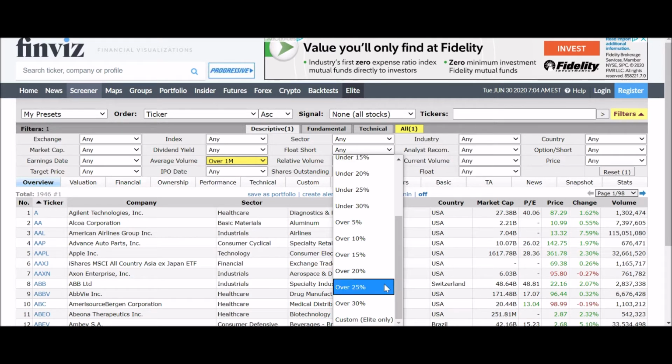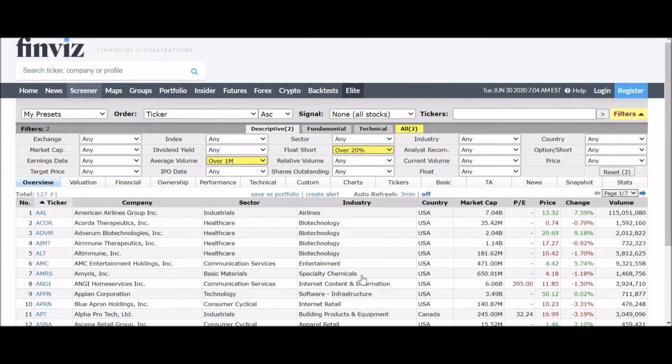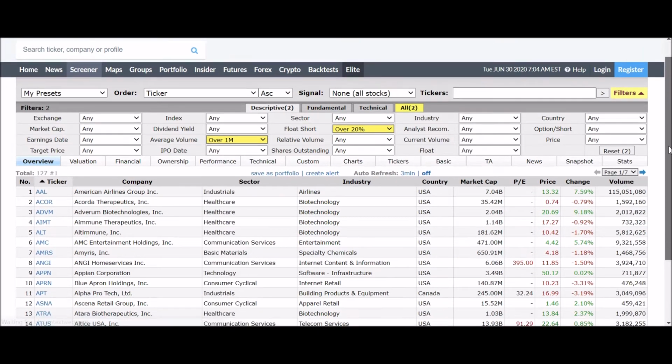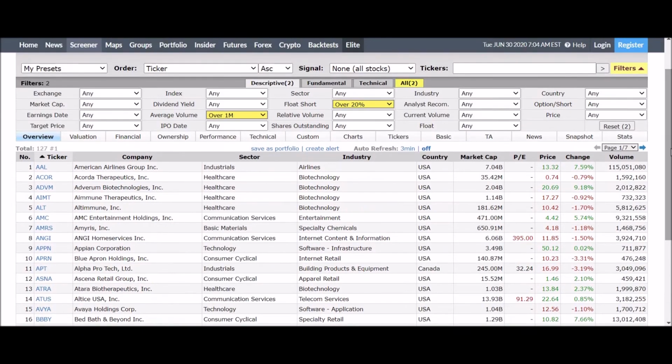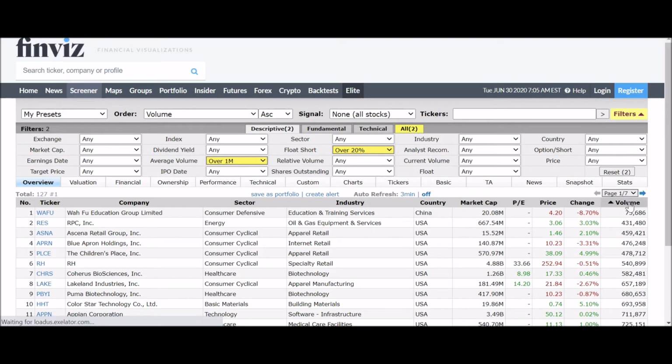So I'm going to pick a high percentage here. Let's start with, we'll dial it back in a second, let's start with over 20%. Let's see how many rows we're down to here. We still have a lot, so then I'm going to go ahead and organize this by volume.